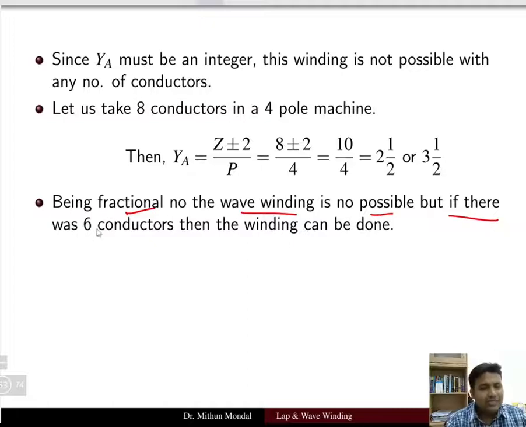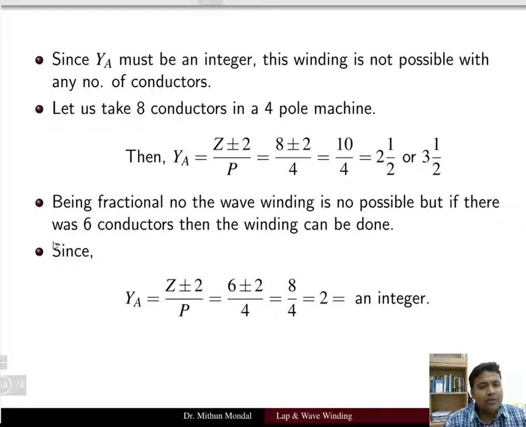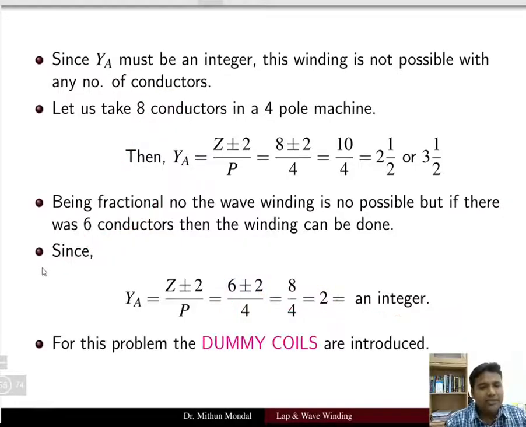But here we have taken 8 conductors. Now if I take 6 conductors, then what will happen? Then with 6 conductors it will be (6 plus minus 2) divided by 4. So we are getting 2, which is an integer. So it is possible for 6 conductors, but it is not possible for 8 conductors.